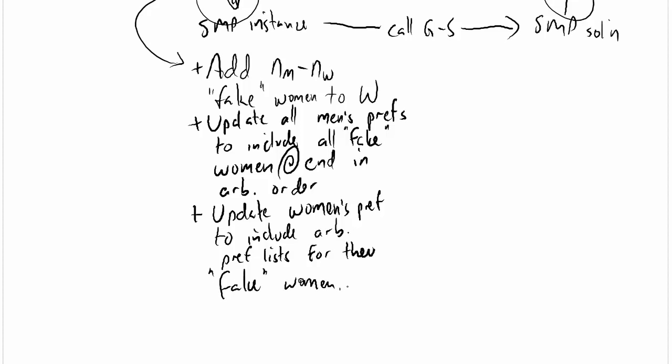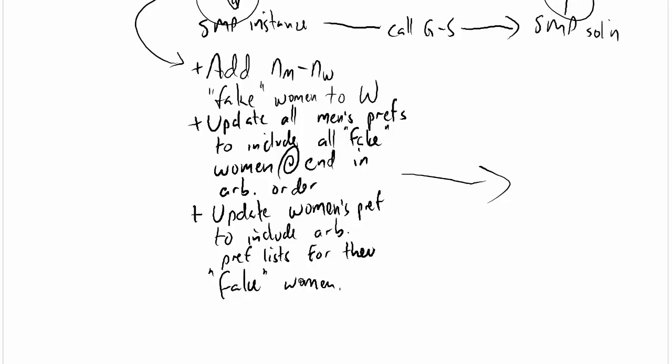Now, I want to note here, all this arbitrary stuff I did, I don't have any guarantee at this point that it's going to work. But I can guarantee that it produces an SMP instance. I mean, look at these three steps. If you take a USMP instance and you make it so there's the same number of men as women, and you make it so that each of the men has a permutation of the women, including the fake women, as their preference list, and each of the women, including the fake women, have a permutation of all the men for their preference lists, that's an instance of SMP. So whether or not this whole thing is going to work, I can now call Gale-Shapley on it, and it will give me a solution.